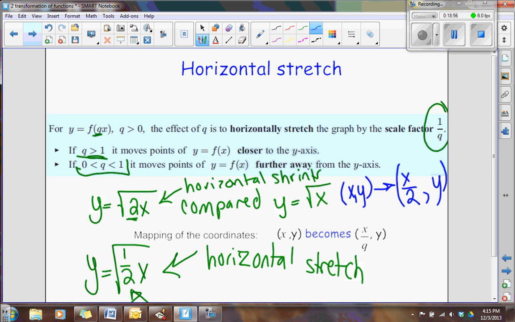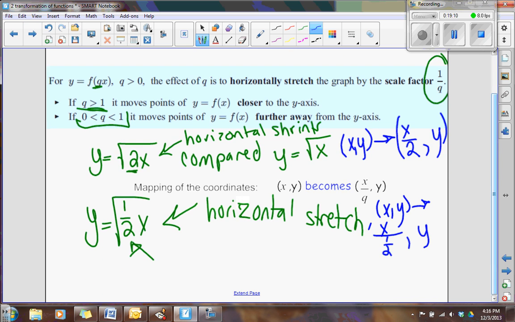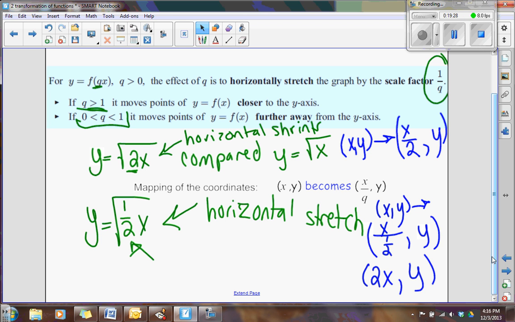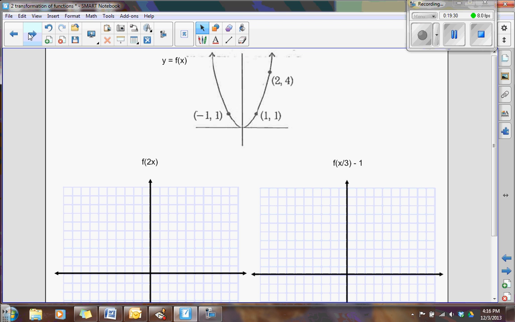Whereas in the second example, (x, y) is going to go to (x divided by 1/2, y), which, dividing by 1/2, is the same as multiplying by 2. The reciprocal of 1/2 is 2, so it's going to go to (2x, y). Every x value is going to be multiplied by 2, so you can tell that those points are going to be stretched horizontally. That function is going to have a horizontal stretch. We'll look at some examples of that.